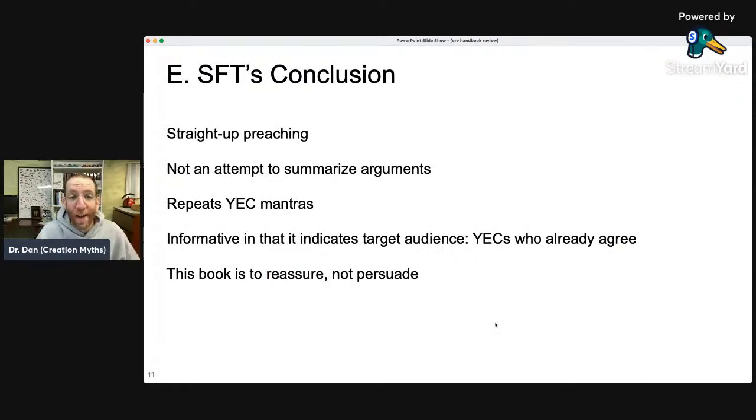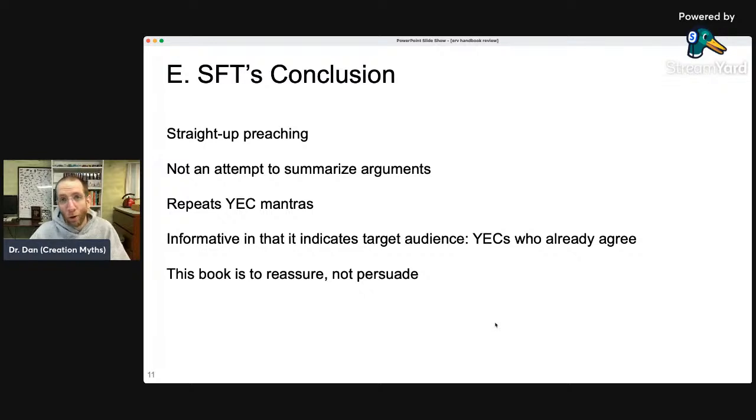Okay, so then we get to SFT's conclusion, which is just straight up preaching. It hits all the high notes. It's not attempting to summarize the arguments. If you've ever seen an SFT live stream, it's that. Common ancestry has been destroyed. We've dismantled it, forced into early retirement. It hits all this stuff.